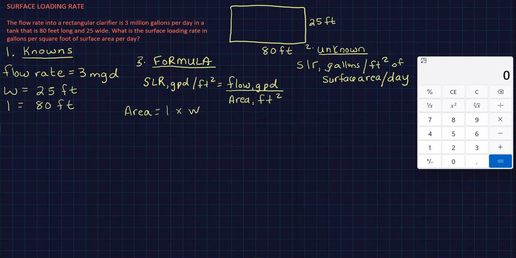So now, if we look at the formula one more time, let's just notice that the flow, they want it in GPD. We have it in MGD. So we have to do a conversion. So that's the other thing we need to do in order to solve this problem. So we need a conversion. Convert 3 MGD to GPD.